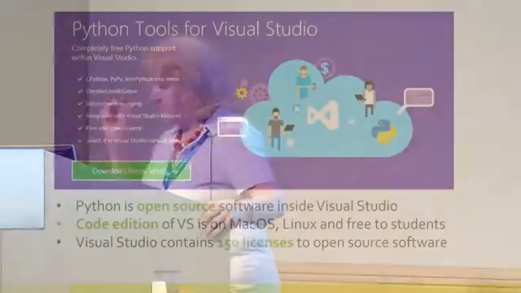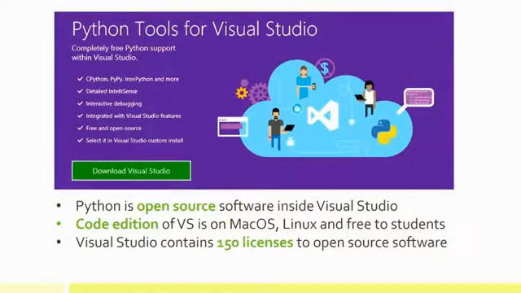So let's move on. This is an example of a particular open source tool, Python tools, which is created here in Microsoft, and it's inserted into a non-open source tool, Visual Studio, which is one of the biggest money earners for Microsoft. That's a very interesting model.